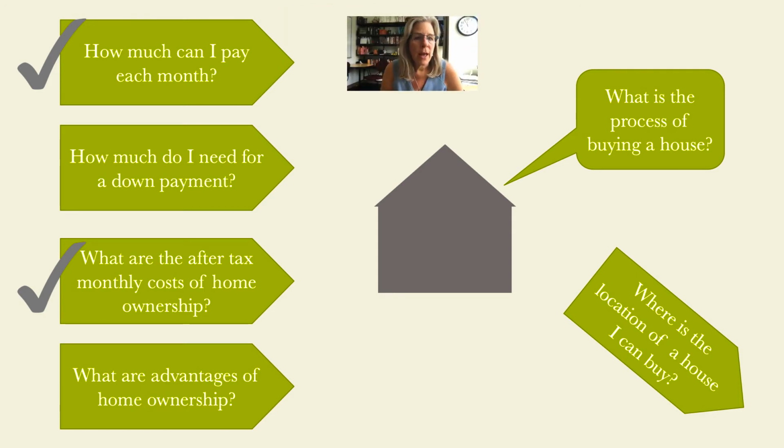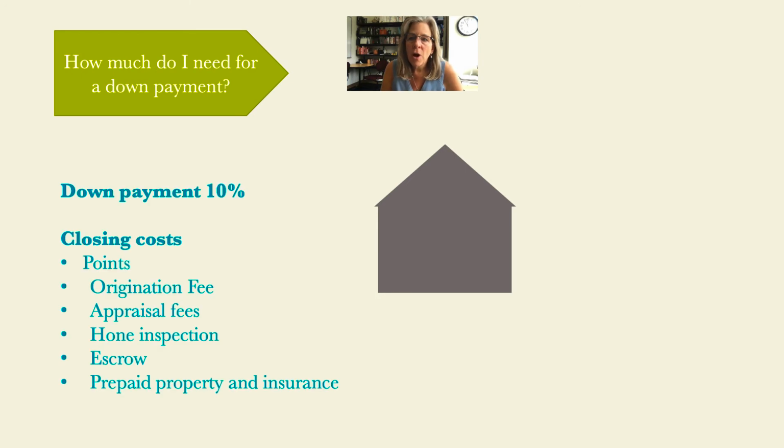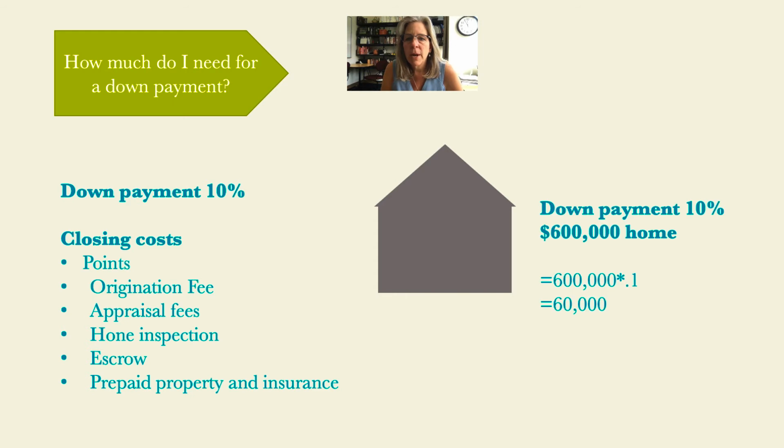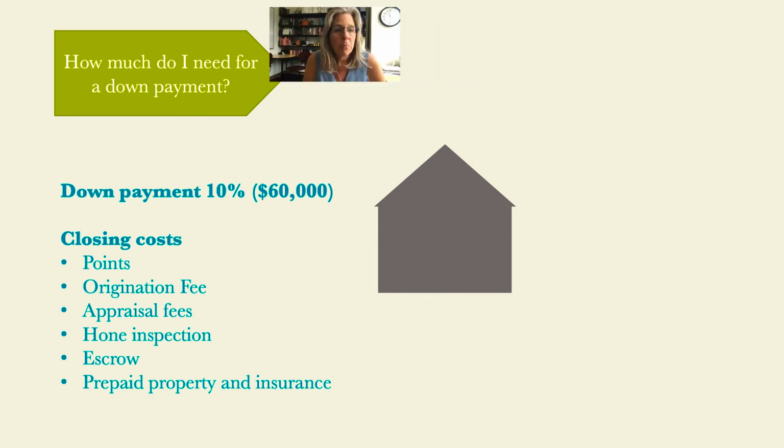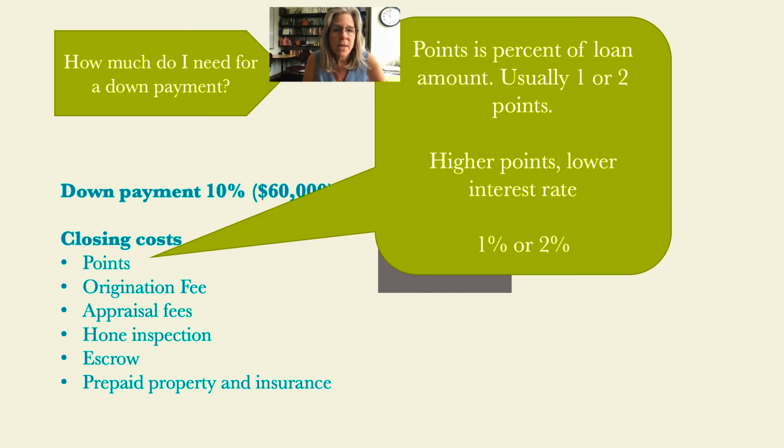So now we're going to look at how much we might need for a down payment. We talked about that we were going to put 10% down for your loan, and so what I assumed here is it's going to be a $600,000 house for 10%. So we need to have that much money up front. There are other fees, what's called closing costs, though, that you need to consider. One of the main ones is what's called points. Points is a percentage of a loan amount, and it's usually 1 to 2%.